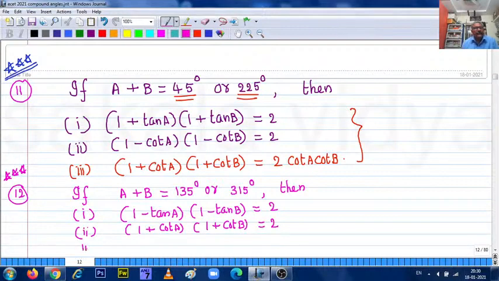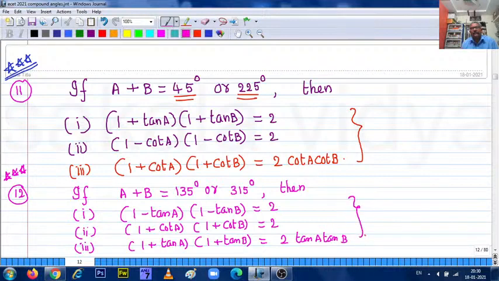Now you can expect: what is 1 plus tan A into 1 plus tan B? That is 2 tan A tan B. So remember this formula.